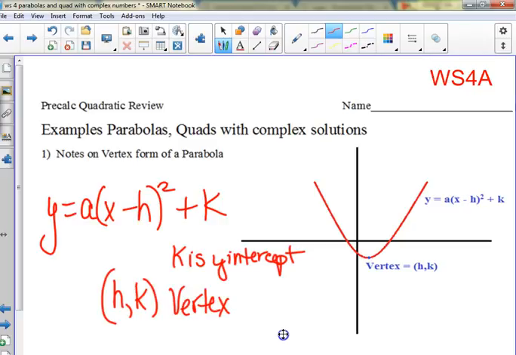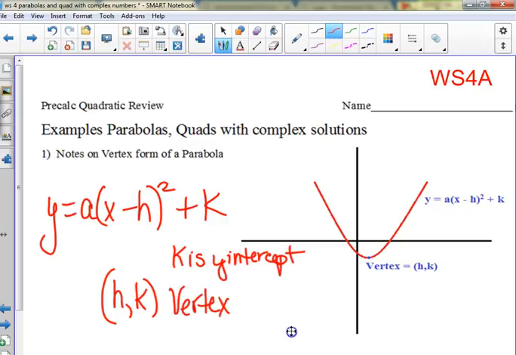How would we find the x-intercepts if we wanted to? We're not going to do those till next week, but how do you find x-intercepts ever? Put what in for y? 0. Yeah, set it equal to 0. All right, what else can you tell me though?